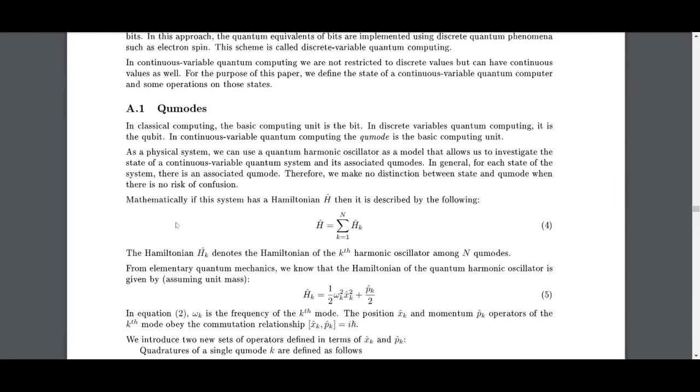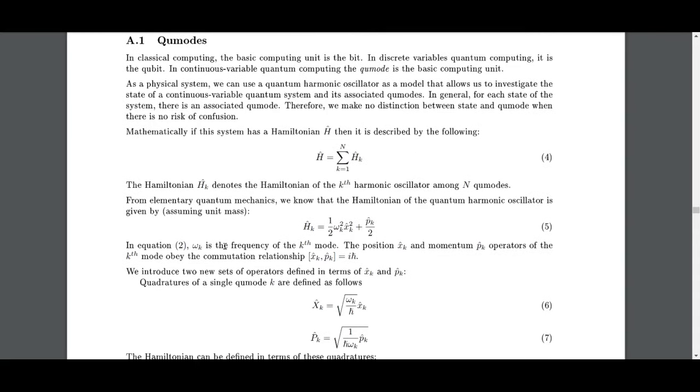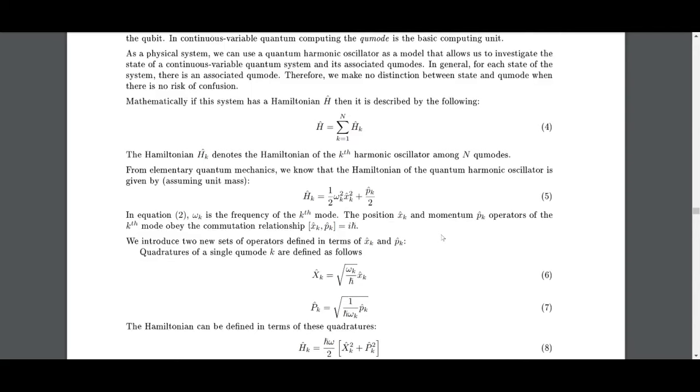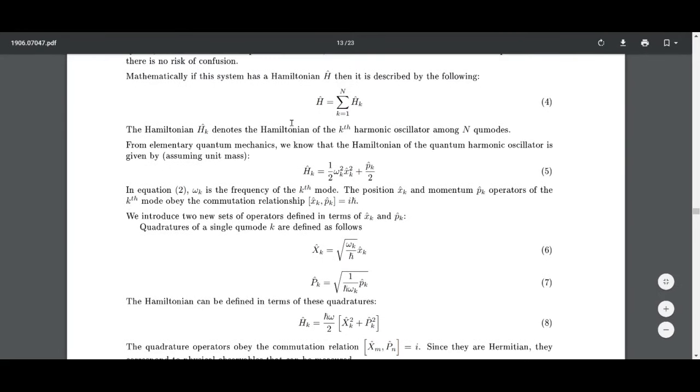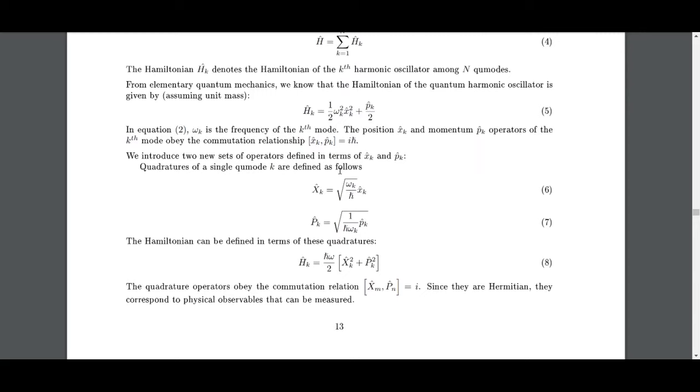Mathematically, if this system has a Hamiltonian, then it's described by the following. The Hamiltonian H_k denotes the Hamiltonian of the kth harmonic oscillator among n Q modes. From elementary quantum mechanics, we know that the Hamiltonian of the quantum harmonic oscillator is given by this. The Hamiltonian is basically what describes the energy of the system. So this is just saying the Hamiltonian of the system is the sum of the Hamiltonians of the Q modes, the energies of the Q modes, and that's the definition. And frequency.